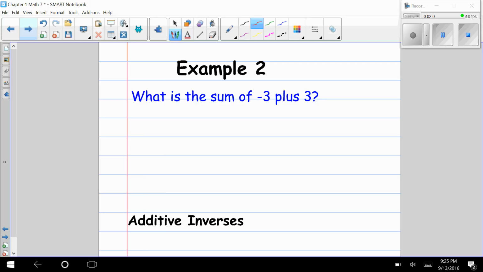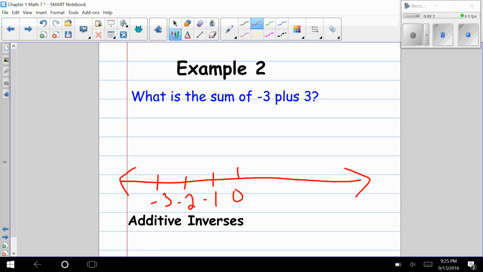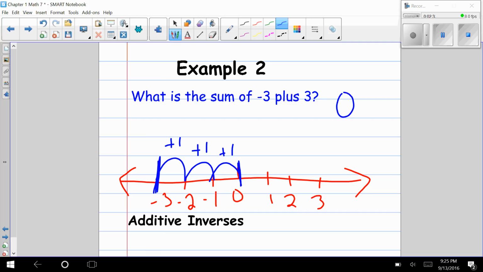Our next example, what is the sum of -3 plus 3? If you have a number line with 0 in the middle, I'm only going to go down to -3 because that's as far as I need to go. If we start at -3, if I'm adding, remember I move to the right. If I move to the right, that's +1. Move to the right again, that's +1 more. Move to the right again, that's +1 more. That is +3. That means my answer is 0.